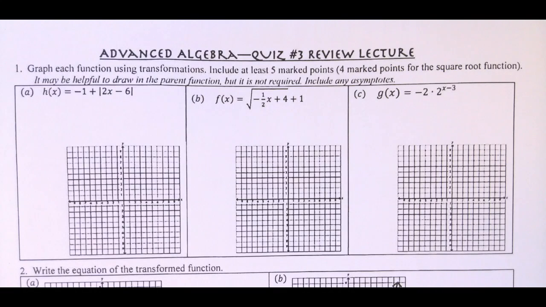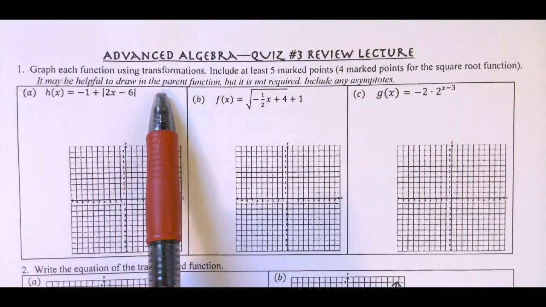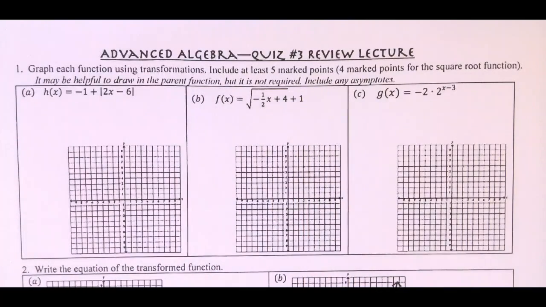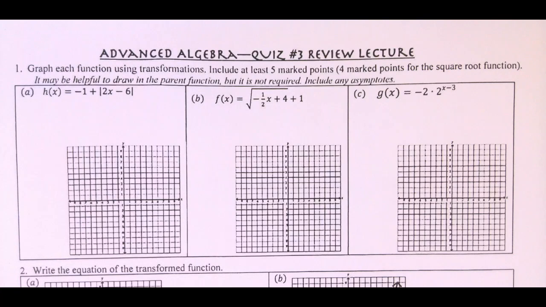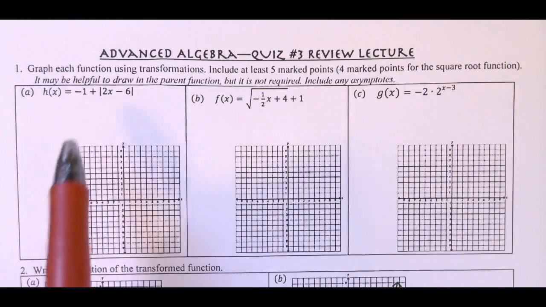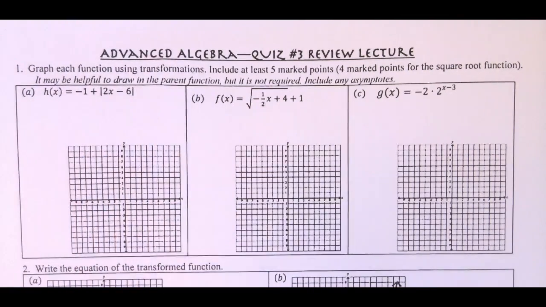All right, so today is our review for quiz 3. First up, we are graphing using transformations. You know that we like 5 mark points unless it's the square root function, then we take 4. Again, if it helps you to see the parent function, then draw it in, but not required, and we'd love to see the asymptotes. So first up, this one needs a little reformatting.